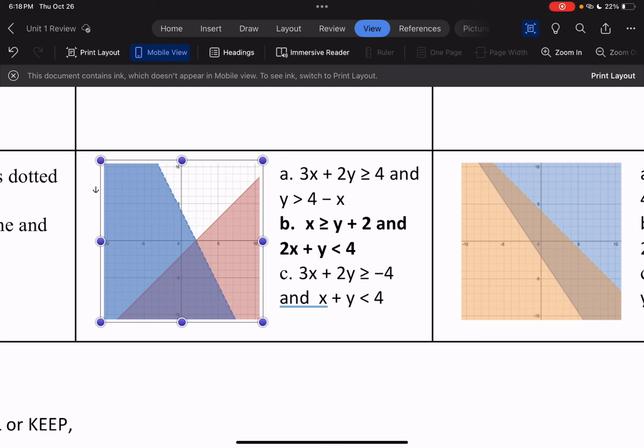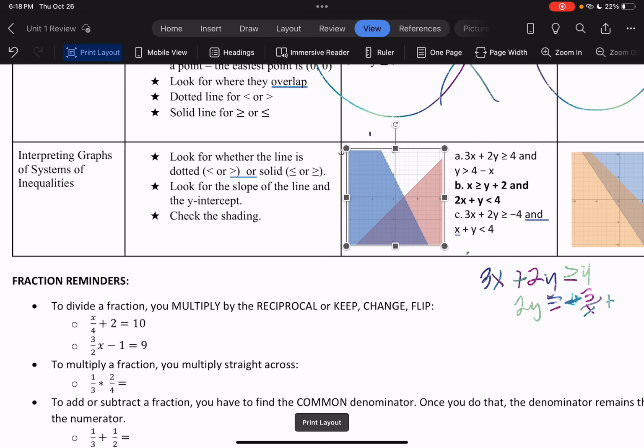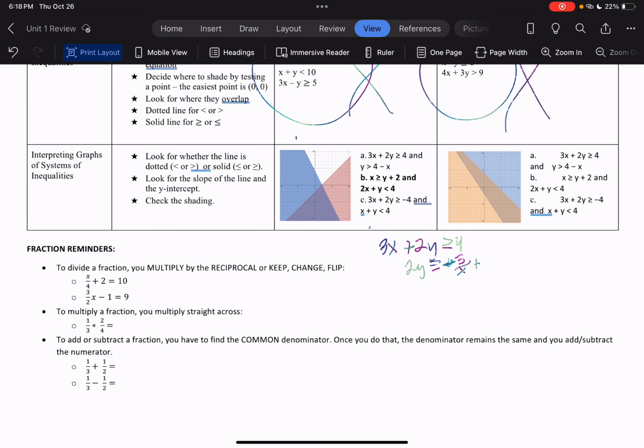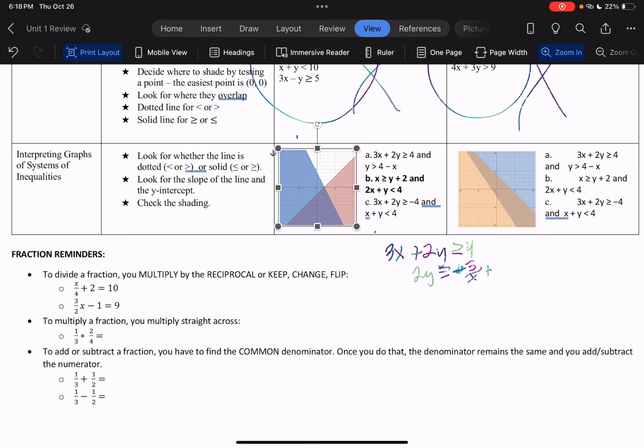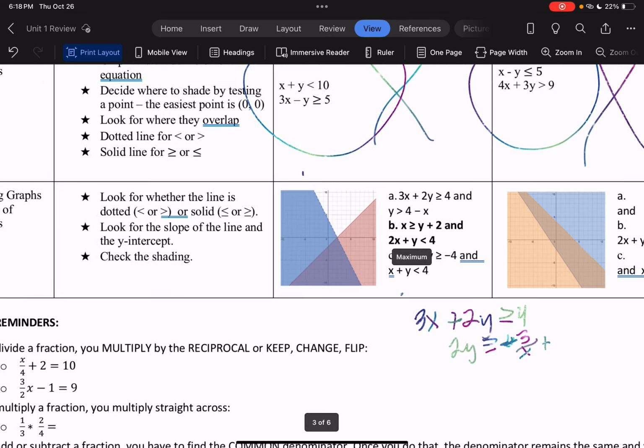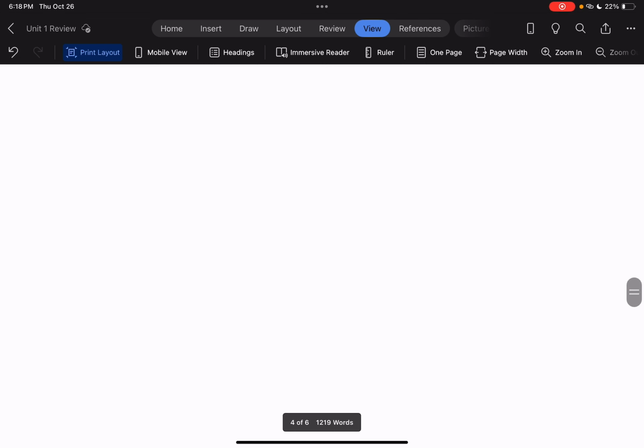Oh, I have to change the view. I have to see it in print layout. Oh, that's why I can't zoom in. That's terrible. Let's see if I zoom in. This is a major problem. Okay. Well, I guess that's the best it's going to be.